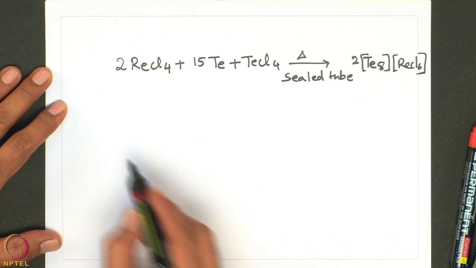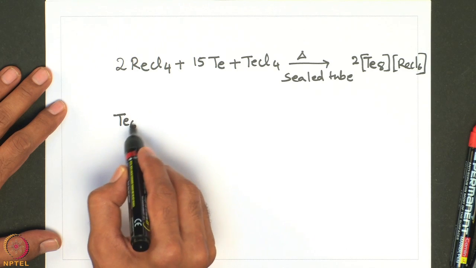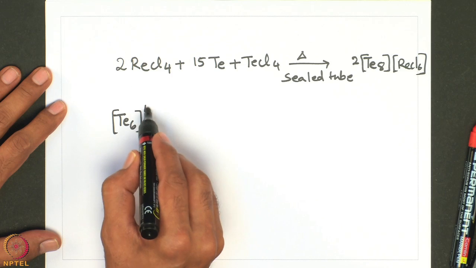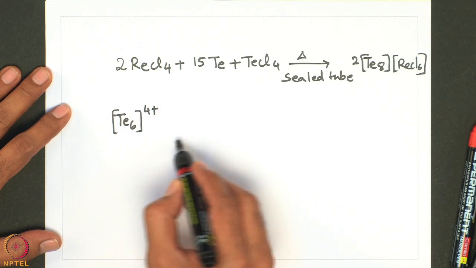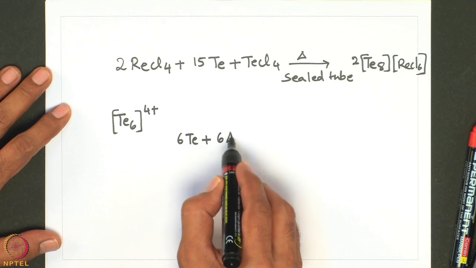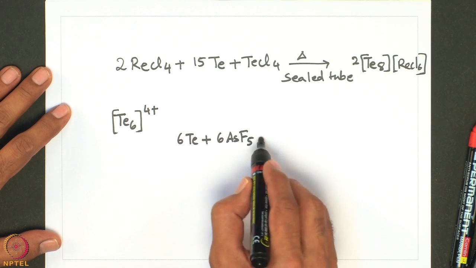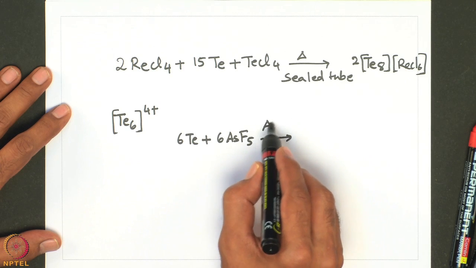Okay. And preparation of Te6 4+ involves the reaction of tellurium with arsenic pentafluoride, of course, in presence of AsF3.